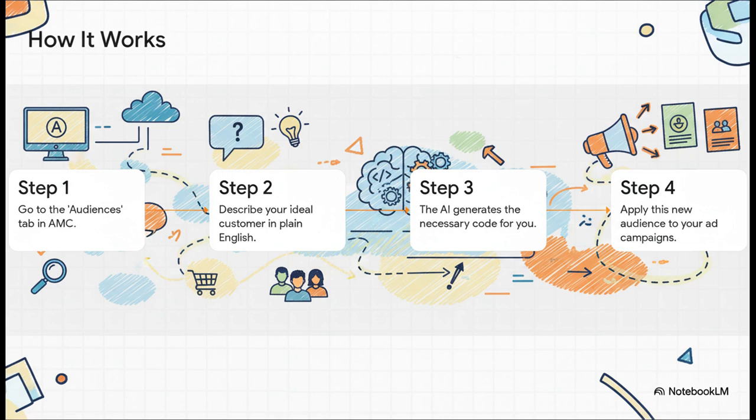You just navigate to the Audiences tab inside AMC, you type a sentence describing who you want to target, the AI writes all the complex code in the background instantly. And then you can apply this brand new custom-built audience directly to your ad campaigns. It's that easy.